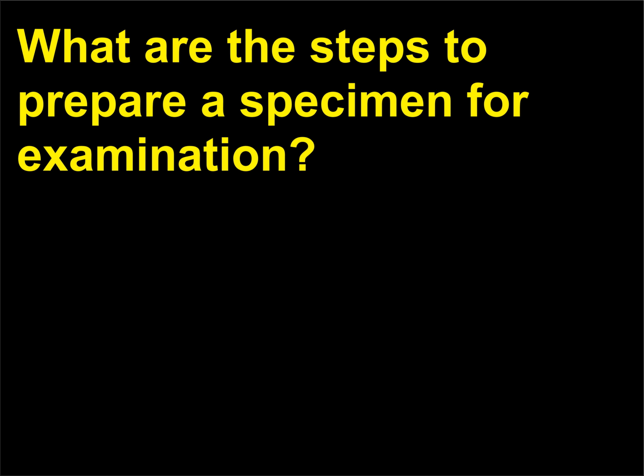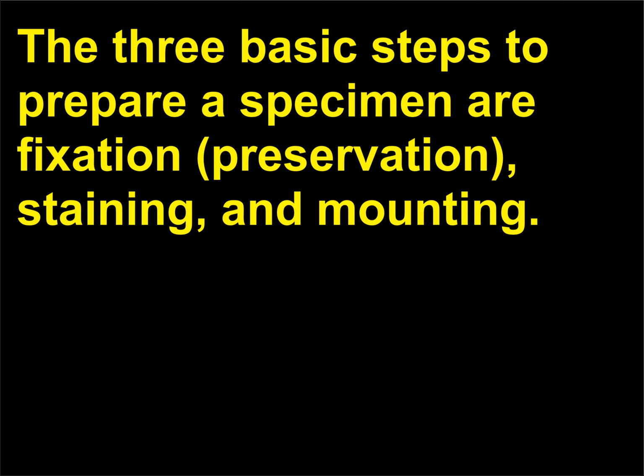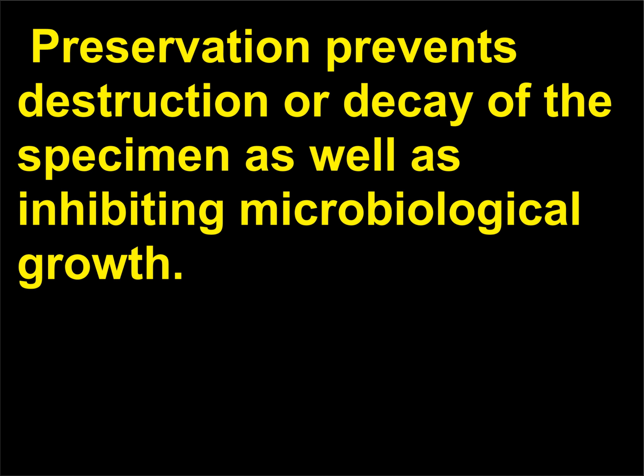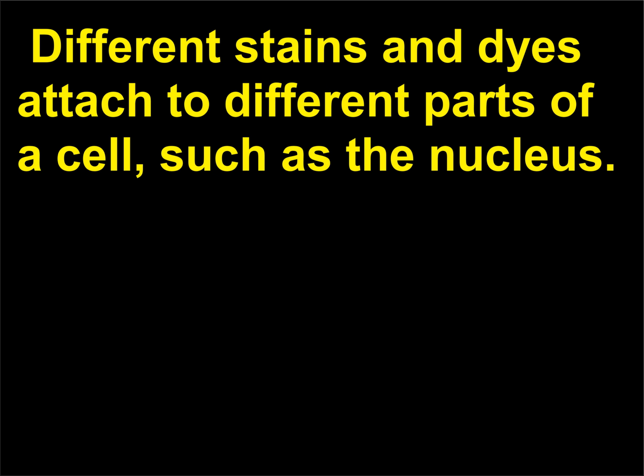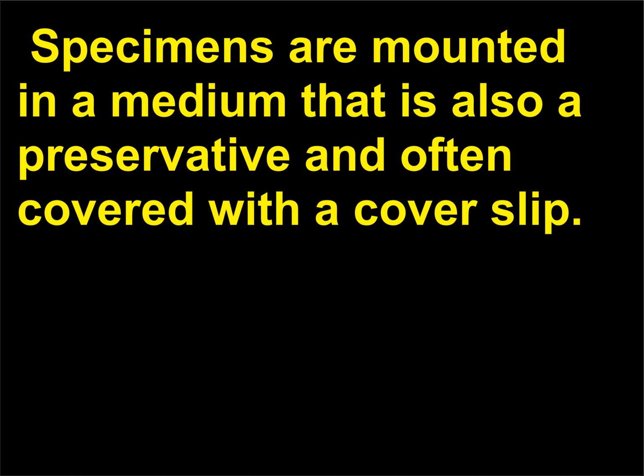What are the steps to prepare a specimen for examination? The basic steps to prepare a specimen are fixation, preservation, staining, and mounting. Preservation prevents destruction or decay of the specimen as well as inhibiting microbiological growth. Different stains and dyes attach to different parts of a cell, such as the nucleus. Specimens are mounted in a medium that is also a preservative and often covered with a cover slip.